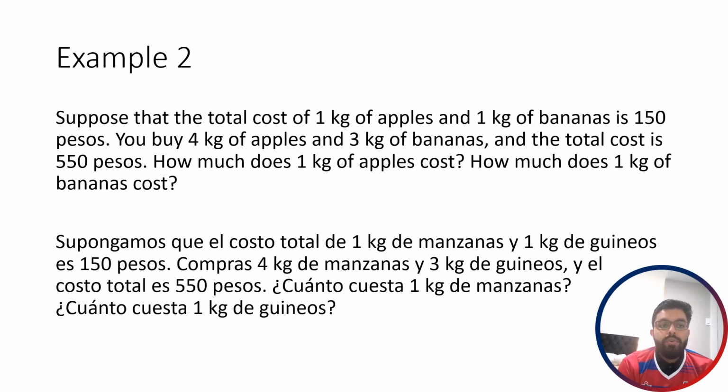So now let's go through a second example. This one is a word problem, but it's going to be one that I go through with you. So suppose that the total cost of 1 kilogram of apples and 1 kilogram of bananas is 150 pesos. You buy 4 kilograms of apples and 3 kilograms of bananas, and the total cost is 550 pesos. And you're being asked to figure out how much does 1 kilogram of apples cost and how much does 1 kilogram of bananas cost. So there's the question.